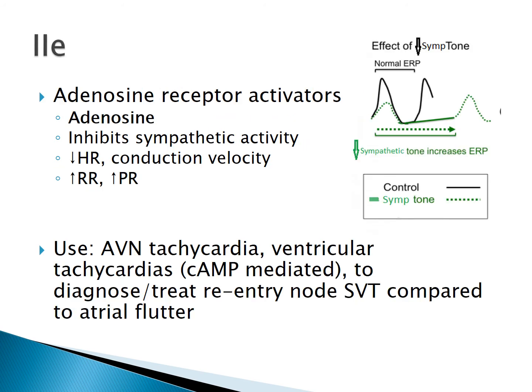Finally, Class 2E is the adenosine activator. Adenosine, like the beta blockers, decreases sympathetic tone, causing a decreased slope in phase 4, shown by the dotted green line. This causes the increased ERP, lower heart rate, conduction velocity, and longer RR and PR on the ECG. Adenosine is used for AV node tachycardias, ventricular tachycardias, specifically if cyclic AMP mediated, and to diagnose and treat reentry node SVT versus a flutter.